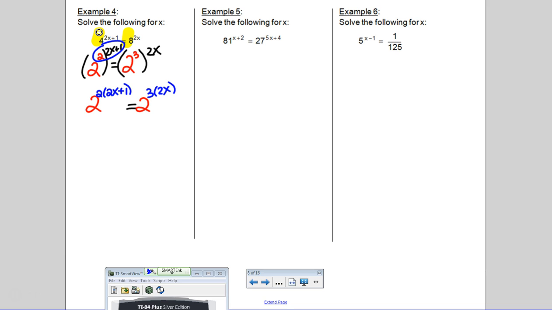Or right now we can go, okay, I know that if the bases are the same, the 2 powers have to be the same. Then I can multiply it at this step. So distribute the 2. I get 4x plus 2 equals 6x. And now I have a real simple equation to solve.